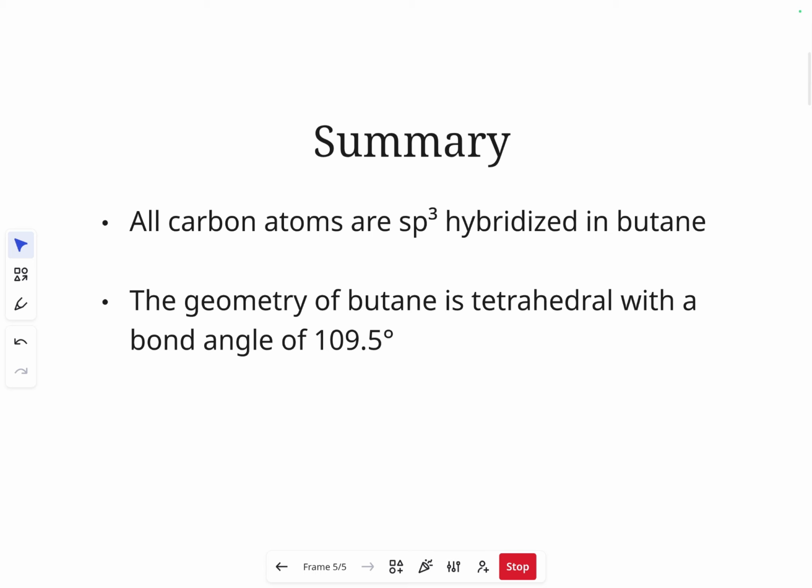Now, let's quickly summarize what we have learned today. All carbon atoms are sp³ hybridized in butane. The geometry of butane is tetrahedral with a bond angle of 109.5 degrees. So now you know how carbon forms 4 bonds despite having 2 unpaired electrons in butane.